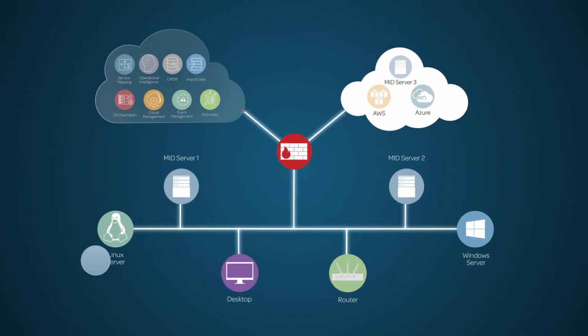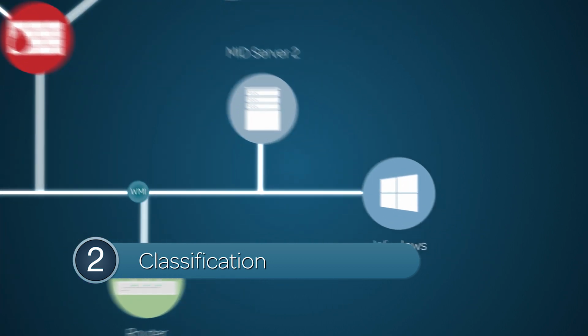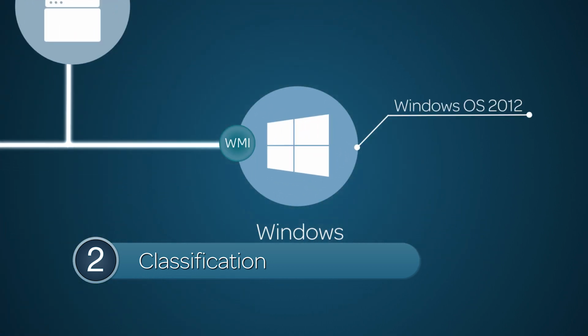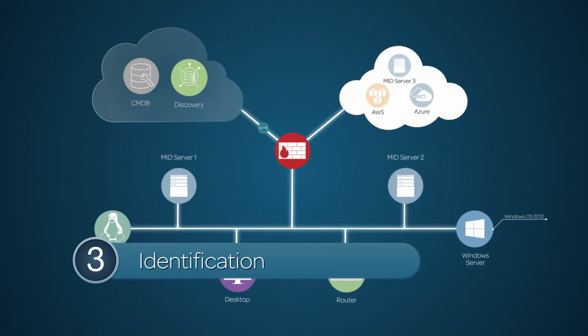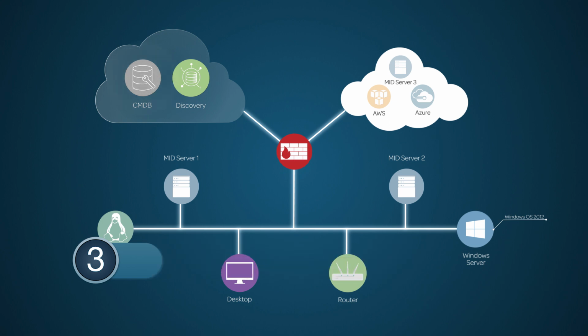In the second phase, classification, Discovery continues to send probes to find the type of device at each IP address. In our Windows Server example, Discovery sends the WMI probe, used for Windows devices, to determine which Windows operating system is running on this device. In the third phase, identification, Discovery sends probes to collect additional information about the device to uniquely identify it. Discovery then uses CI identification rules to check the CMDB for the matching CI. If a matching CI is found, it is updated. If a matching CI is not found, a new CI is created.